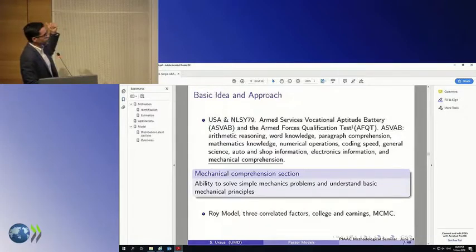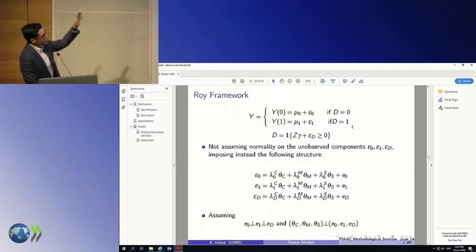So we're going to be using a ROI setup, three correlated factors, college and earnings, and we're going to be estimating using MCMC. That's the structure. So you see how now we have a ROI model, college versus high school, earnings after college, and then we observe a decision rule. Of course, error terms are correlated. How are they correlated? They have these three factors affecting the error structure. They are going to be independent from these shocks, but the factors are going to be correlated.